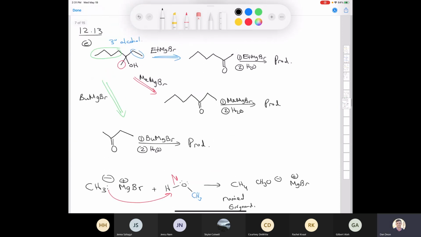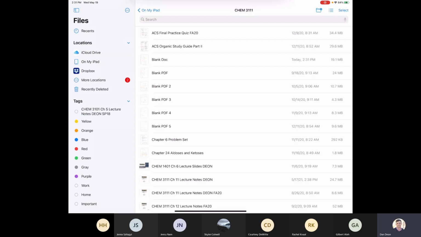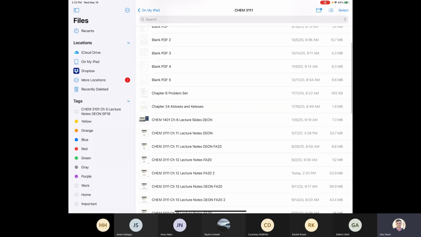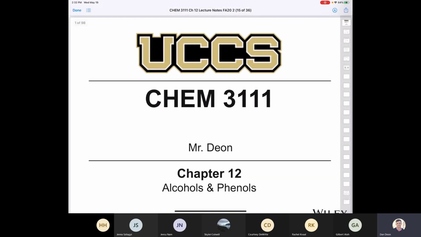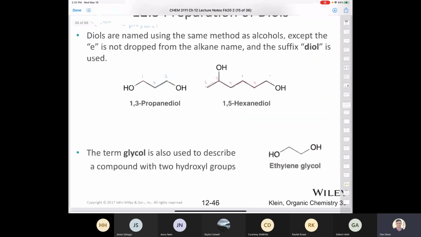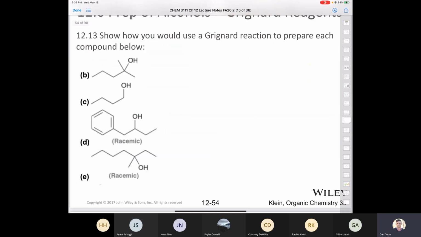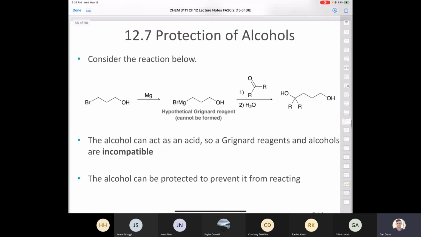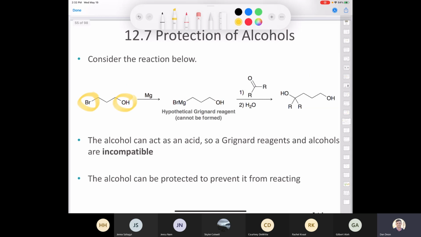Now, what would happen if you had a bifunctional compound, a compound that has more than one functional group? And what if one of those functional groups happens to be an alcohol? Well, you can guess that we're going to address that exact question right now. Let's say you had this compound here. It's got an alkyl halide in it right here, but it also has an alcohol.